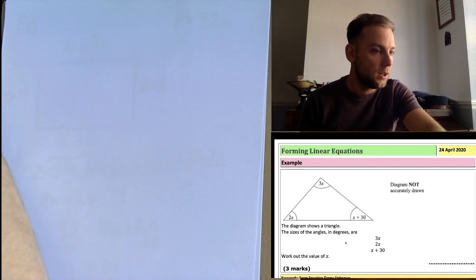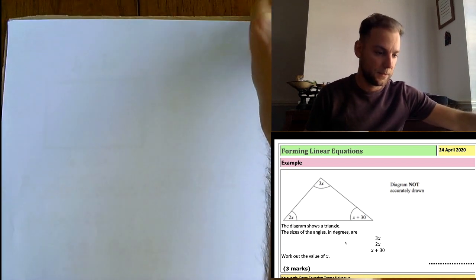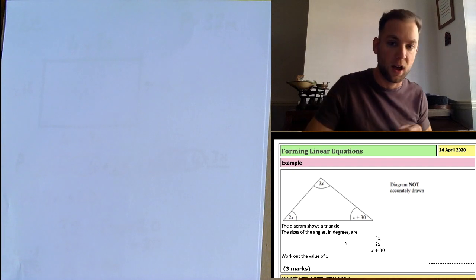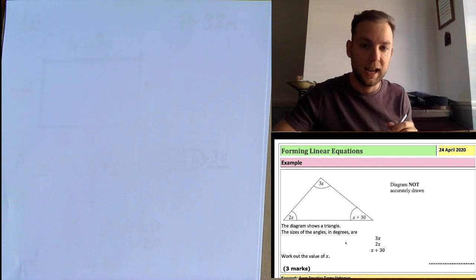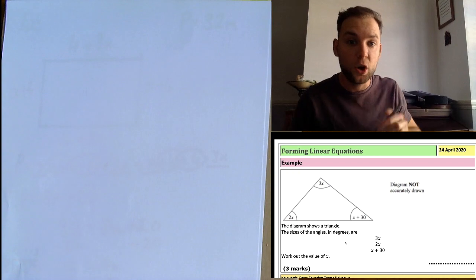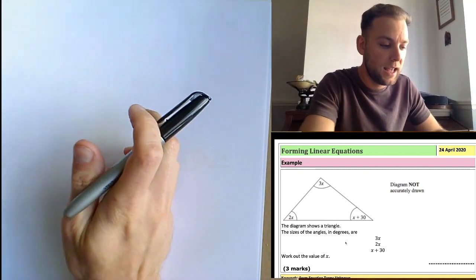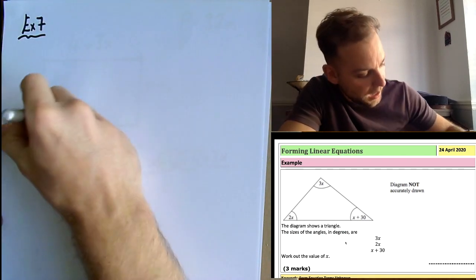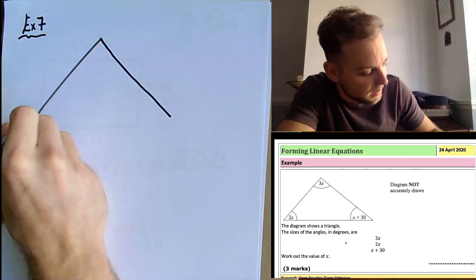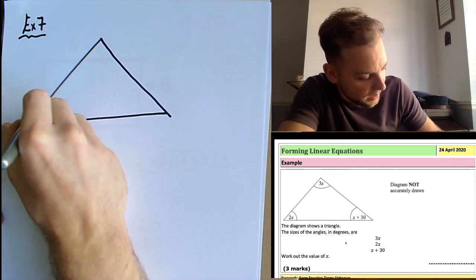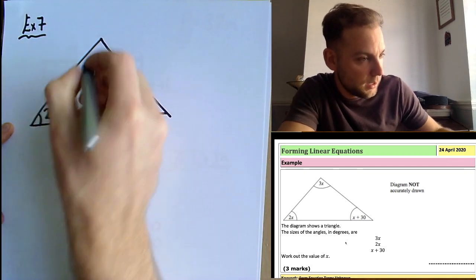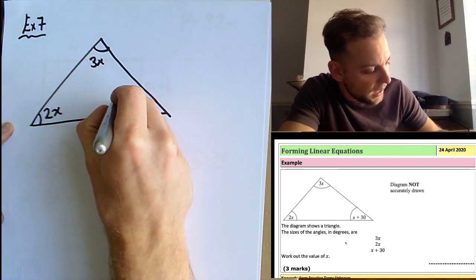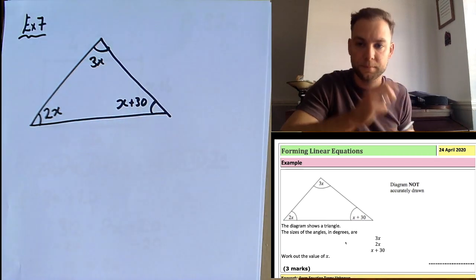So let's have a look at this one here. Now, you might look at this and think, well, that looks very similar to the question I've just been doing. However, the difference with this one here is that instead of knowing the sides, we actually know the angles. So this one here is example 7. I've got a triangle like so. This angle here is equal to 2x. This angle here is equal to 3x. And this angle here is equal to x plus 30.